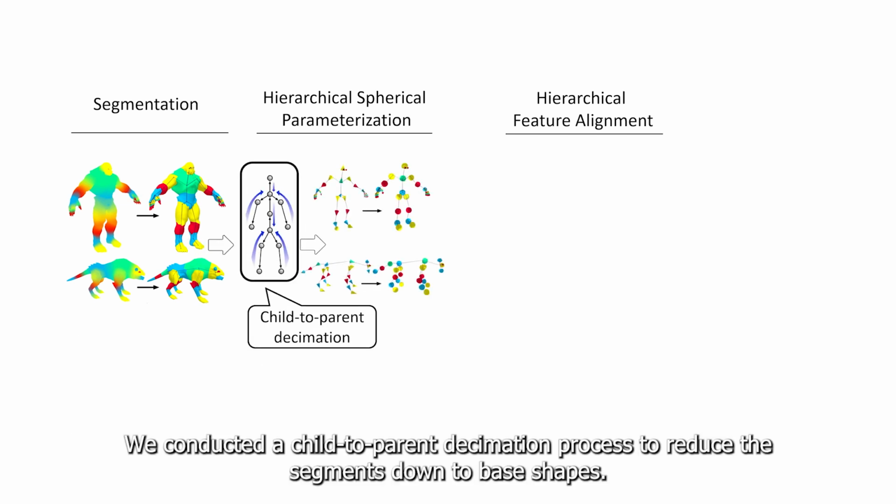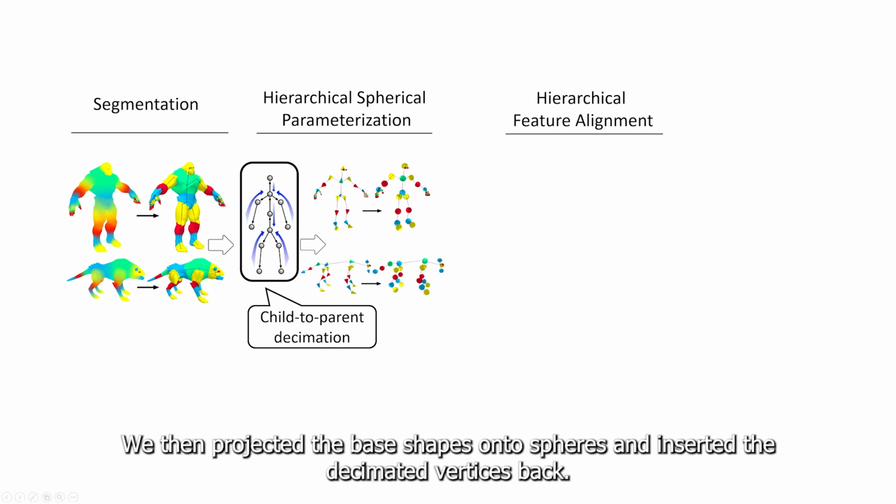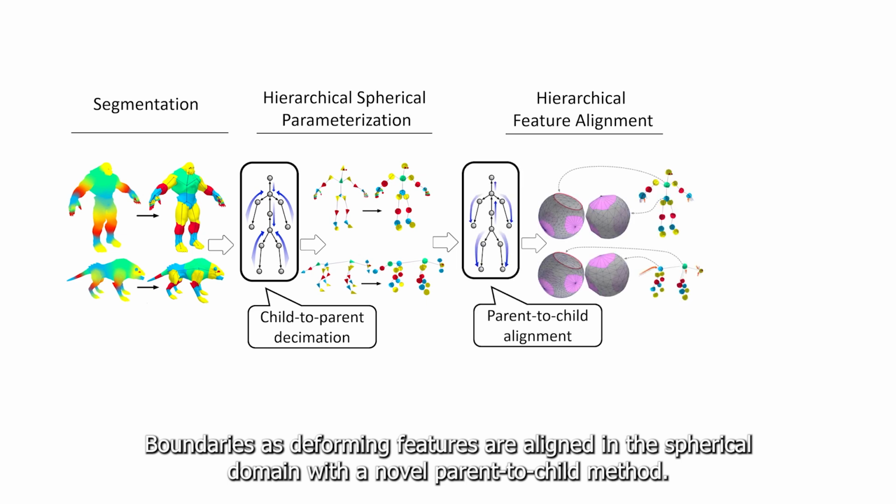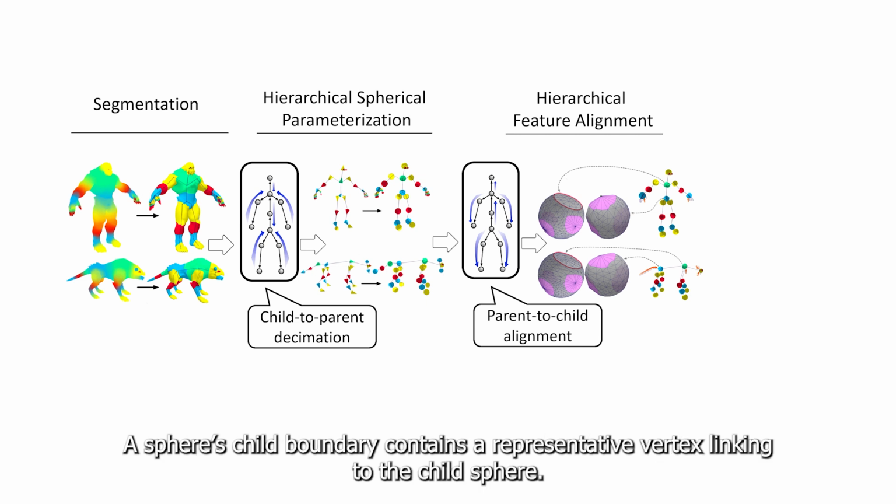We conducted a child-to-parent decimation process to reduce the segments down to base shapes. We then projected the base shapes onto spheres and inserted the decimated vertices back. Boundaries as deforming features are aligned in the spherical domain with the novel parent-to-child method. A sphere's child boundary contains a representative vertex linking to the child sphere.